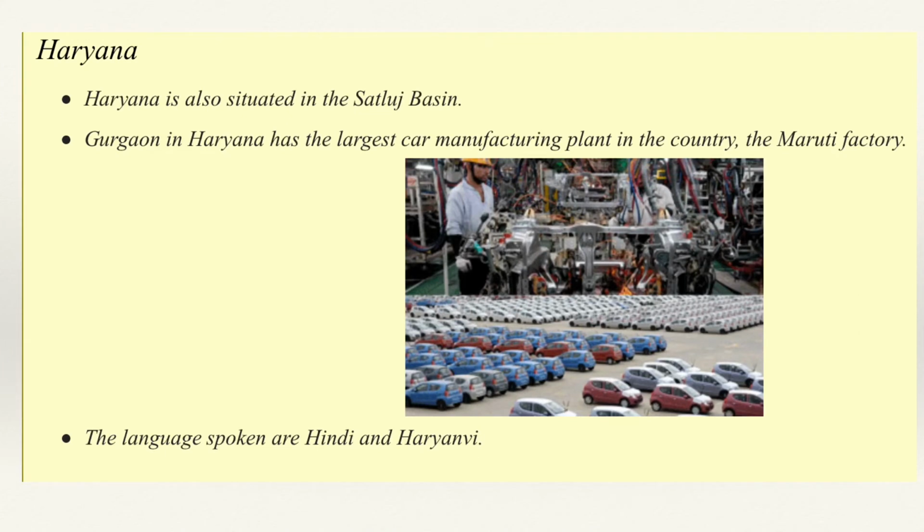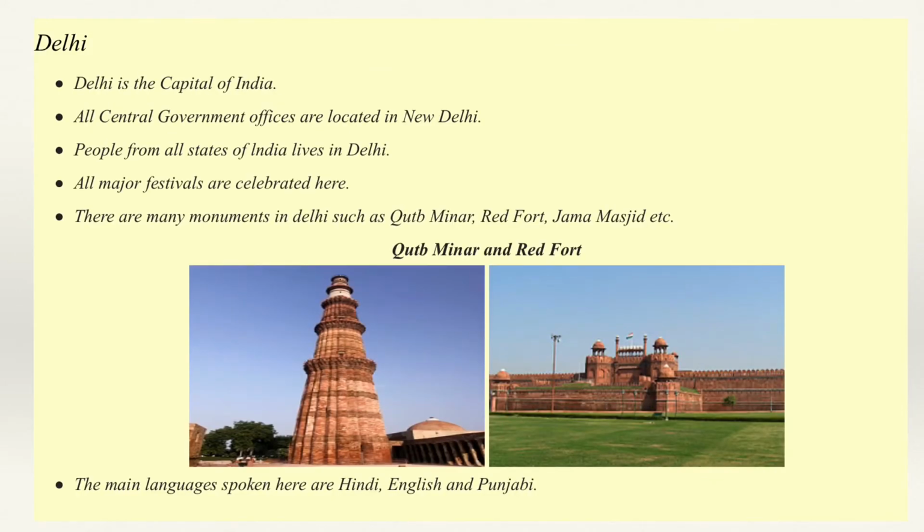Haryana is also situated in the Satluj basin. Gurgaon in Haryana has the largest car manufacturing plant in the country, that is the Maruti factory. People speak Hindi and Haryanvi. Delhi is the national capital territory of India. The offices of the President, Prime Minister and all central government offices are located in Delhi. People from all states of India live here in Delhi. The main languages spoken are Hindi, English, Punjabi and Urdu.